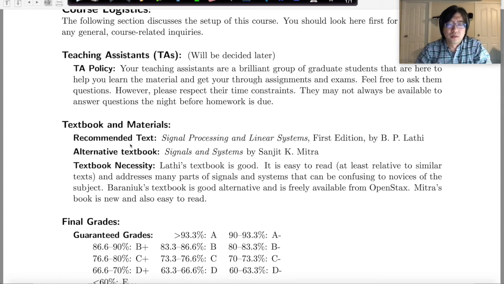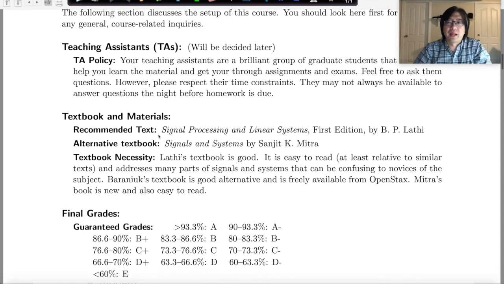Next is the textbook. In this class, we usually use the textbook Signal Processing and Linear Systems by Lathi. I recommend you have this book, but I don't think it is necessary. I will write down everything in great detail in my lecture notes, and I will also have lecture slides to help you review previous lecture content. I don't think it is mandatory to have this textbook, and we're only going to cover a small portion of it.